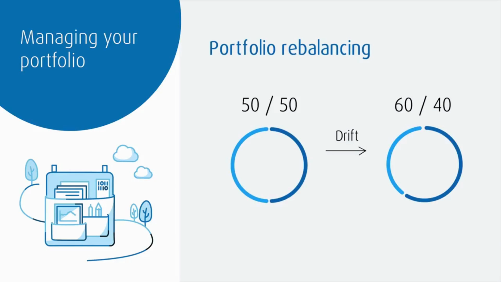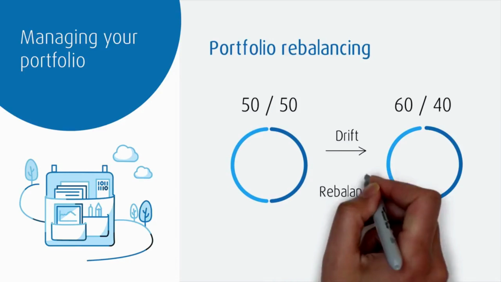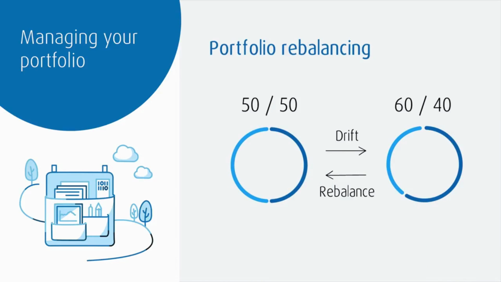This allocation has a higher risk and return profile than a 50-50 portfolio. If we sold off some of our equity component to buy some more fixed income exposure, we could rebalance our portfolio back to 50-50 and keep it in line with what we are comfortable with.